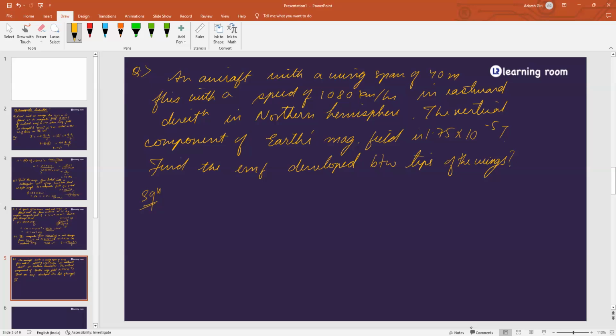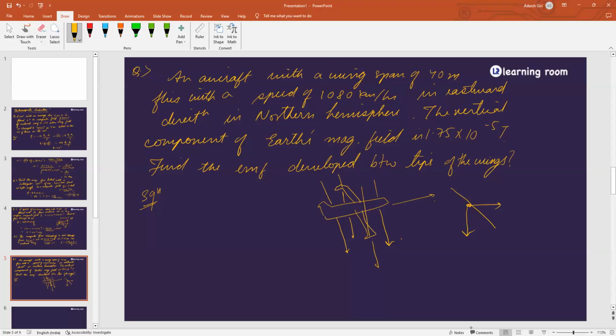Okay, see here. Let us say that this is our plane and these are the wings. It is flying in the northern hemisphere. The vertical component of the Earth's magnetic field is going down like this. So the magnetic field is downwards, the velocity is rightwards, and the length of the conductor where the current will be flowing is in this direction.